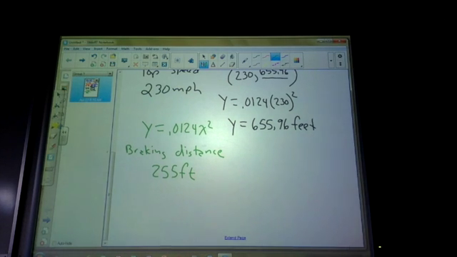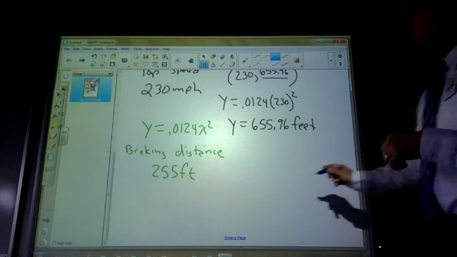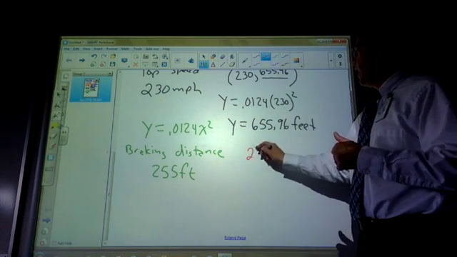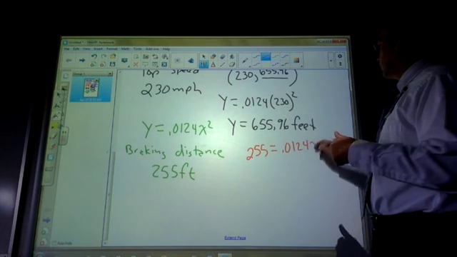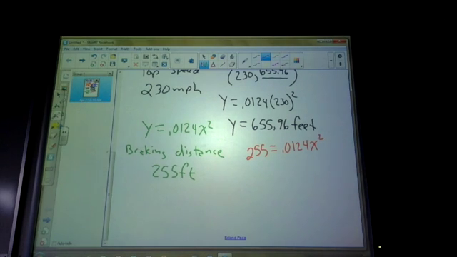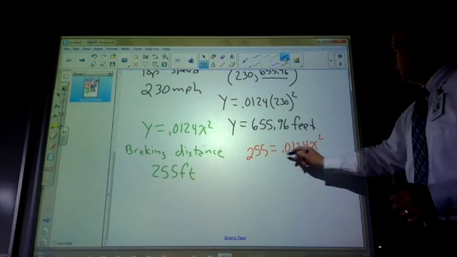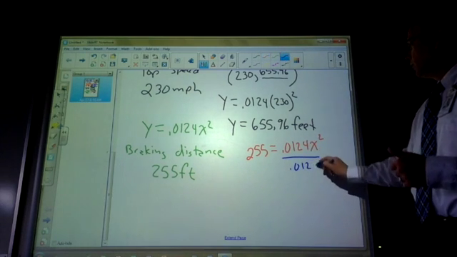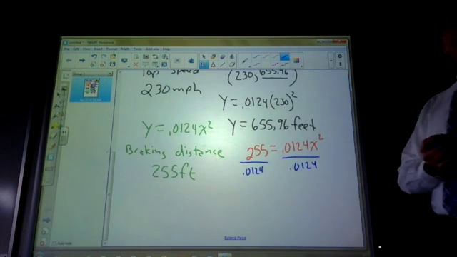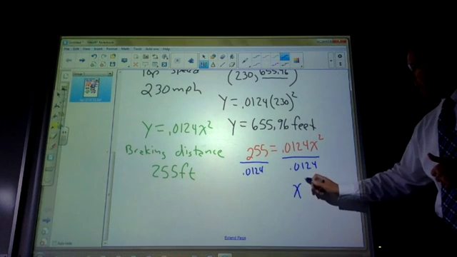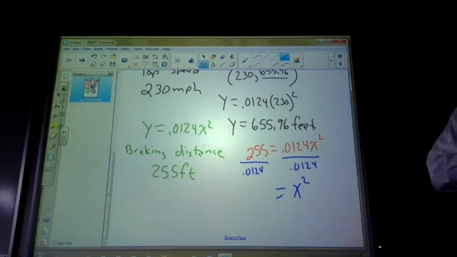Which component of my formula up there is a braking distance? Y. Okay? So now I can take 255 and plug it into Y. So now we have to sort of undo this. Our first step is I should divide each side by this. Still with me? So that means that x squared is equal to 255 divided by 0.0124.